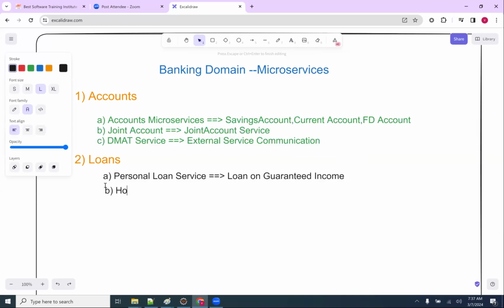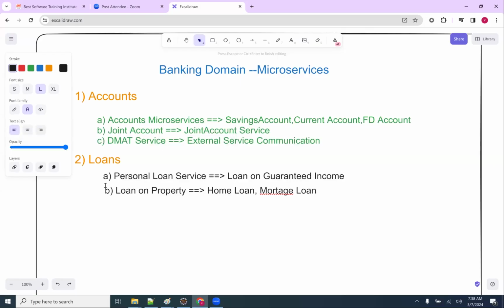Home loan, loan on property. I can merge home loan and mortgage loan, same capabilities only. These are the property on home. Home loan is for new construction, mortgage loan for existing construction, renovation. Loans are same on the property wise.